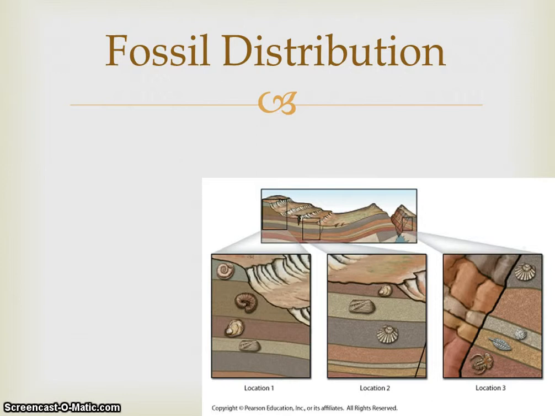Radiometric dating is important when looking at fossil distribution. By dating a certain rock layer, you can also determine the age of all the fossils within that rock layer. It's also important to note that the fossil distribution is linear. It's not cyclical or random.